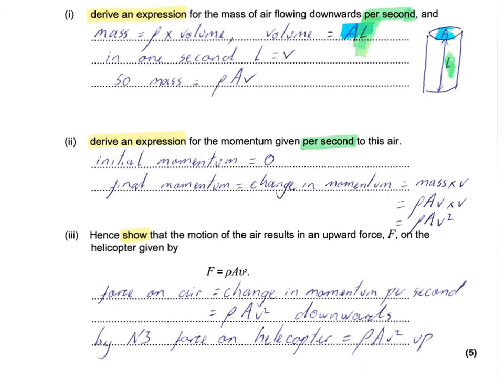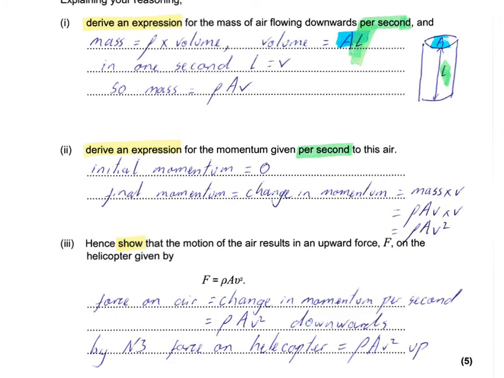We're then asked to derive an expression for the momentum given per second to the air. Well, I've got a mass per second of rho AV, initially stationary. Its final momentum will be equal to the change of momentum, which is the mass times V. So there's the mass I've got each second, rho AV, times the speed V, so it's rho AV squared.